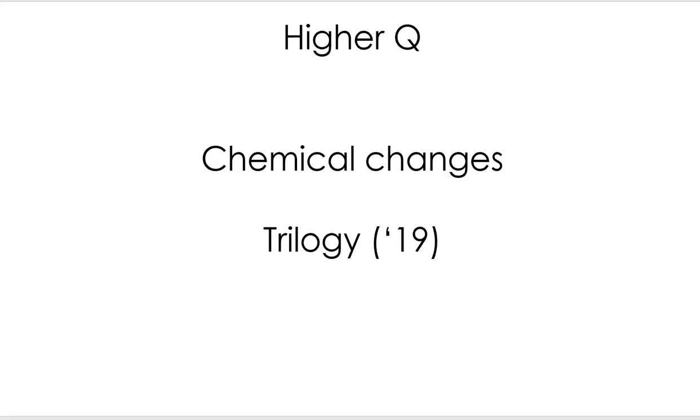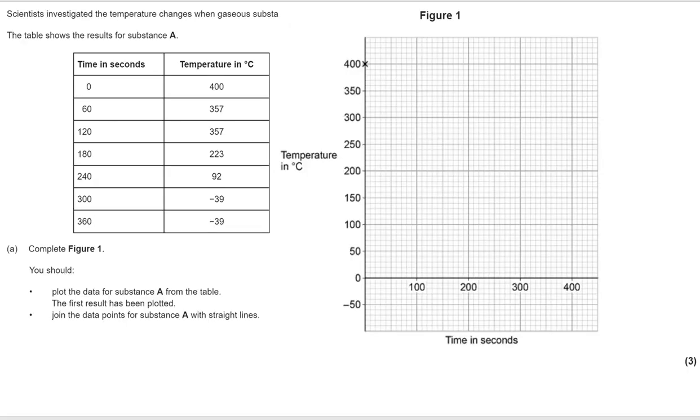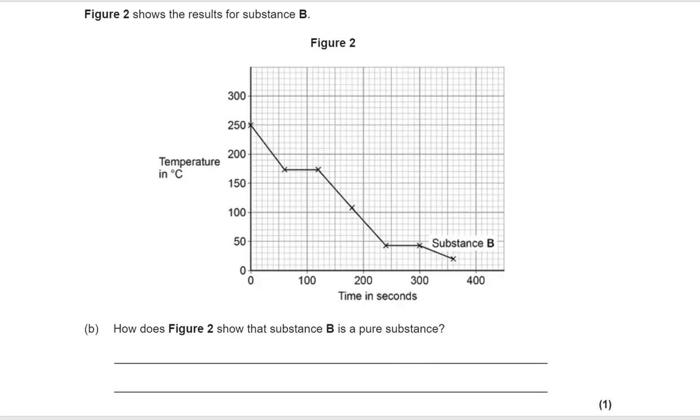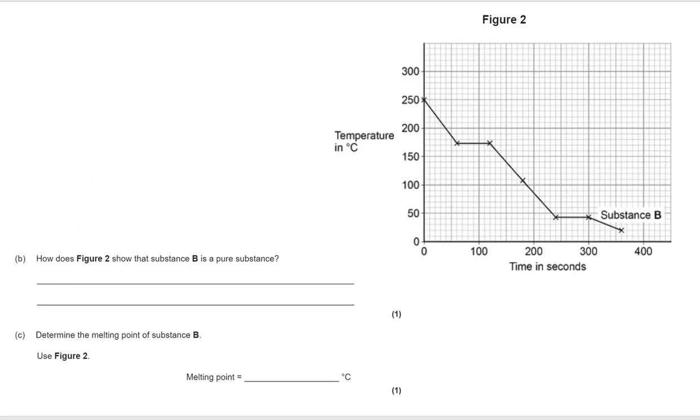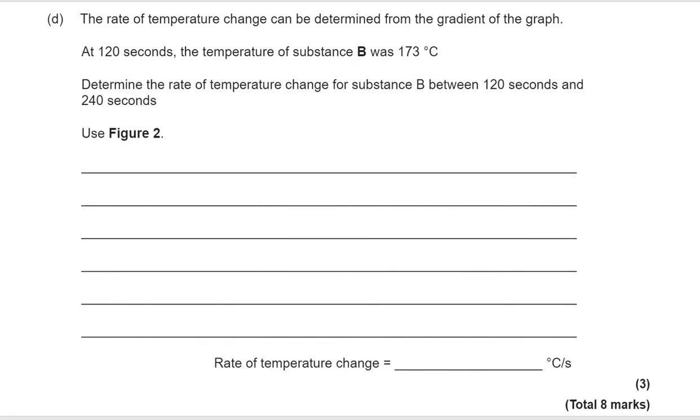This is a GCSE AQA chemistry question. It's from Trilogy 2019 and it's a higher tier question on the chemical changes topic. I'm going to recommend that you pause, have a go at the activities for yourselves and then review the answers. So here is part A, part B, part C and part D.